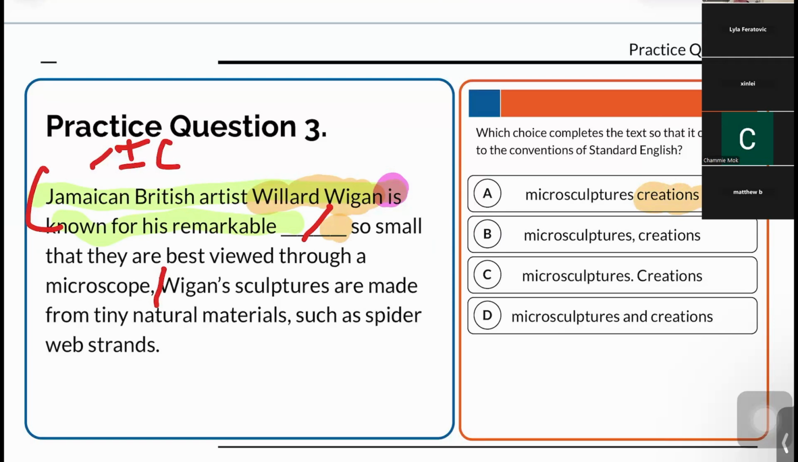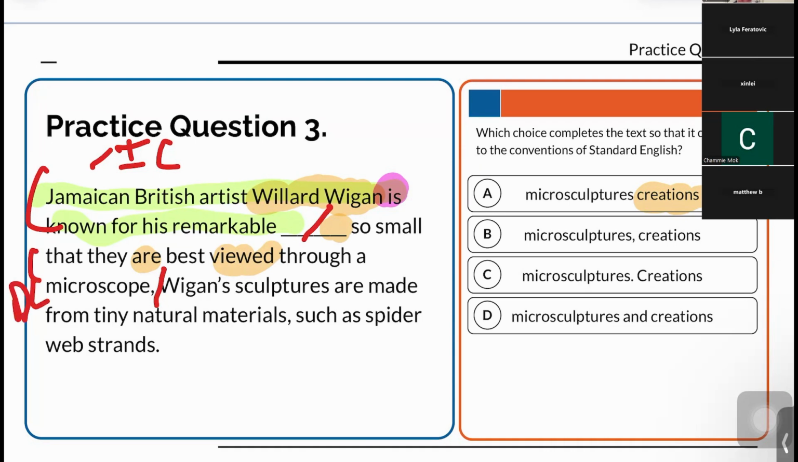So small that they are best viewed through a microscope. In this case, nothing here is actually doing the grammatical work of a predicate. Creation so small. We have a viewed, we have an are, but the that makes that not serve as a predicate. That they are best viewed through a microscope turns that into not necessarily a subordinate clause, but not a predicate. It's not working the same way. So actually, everything between the blank and the comma here is a dependent clause.